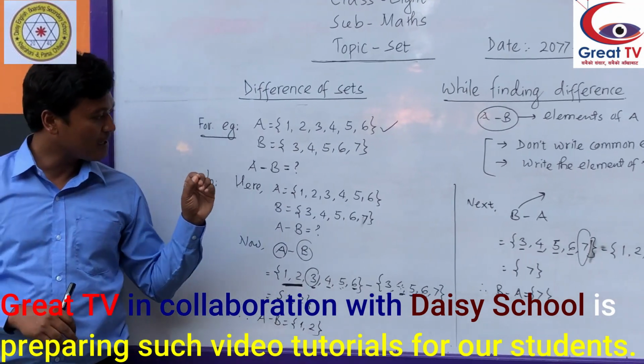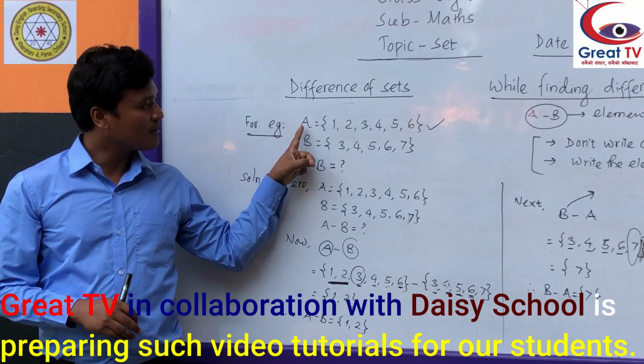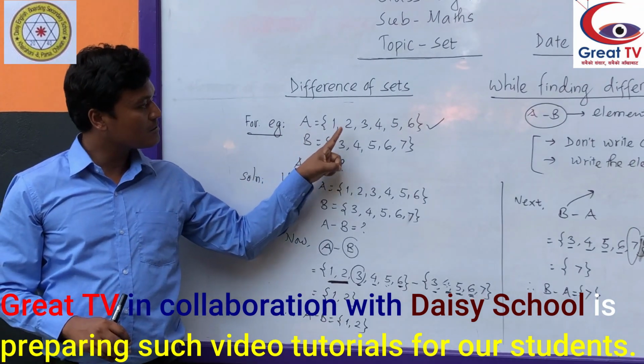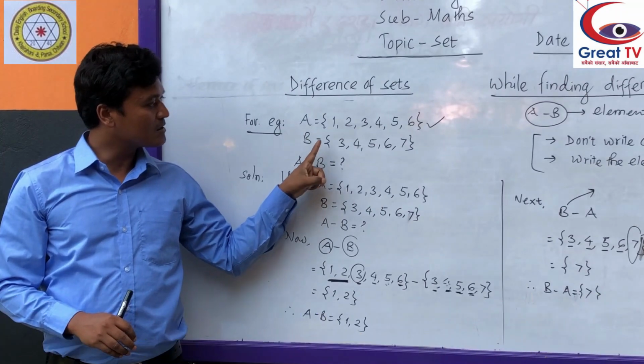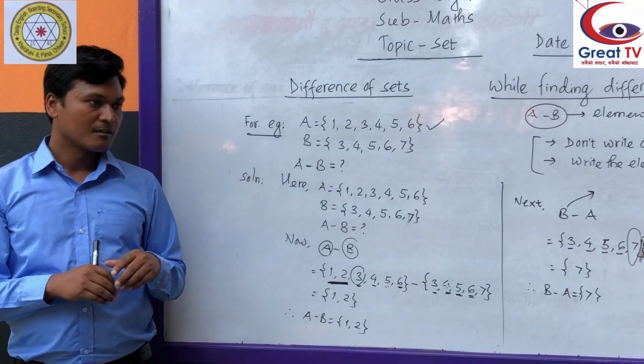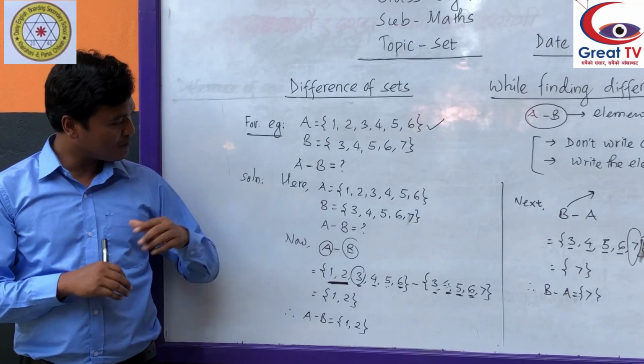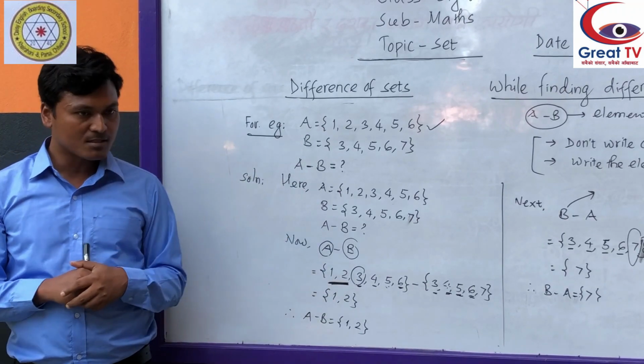I repeat one more time, for my dear students. If we have the sets A equals 1, 2, 3, 4, 5, 6 and B equals 3, 4, 5, 6, 7, we should calculate A difference B. Then our solution: A is 1, 2, 3, 4, 5, 6, B is 3, 4, 5, 6, 7, and A difference B equals what I have written.